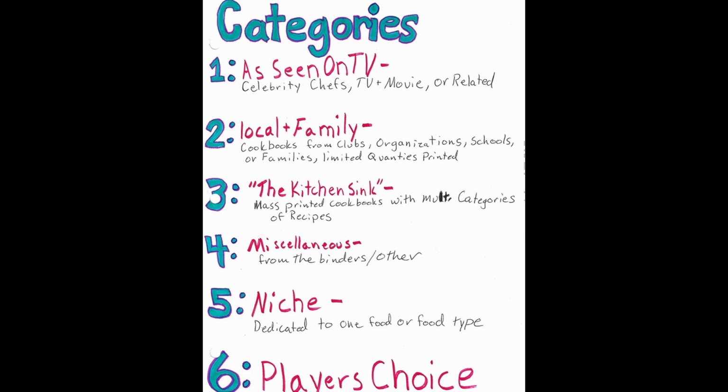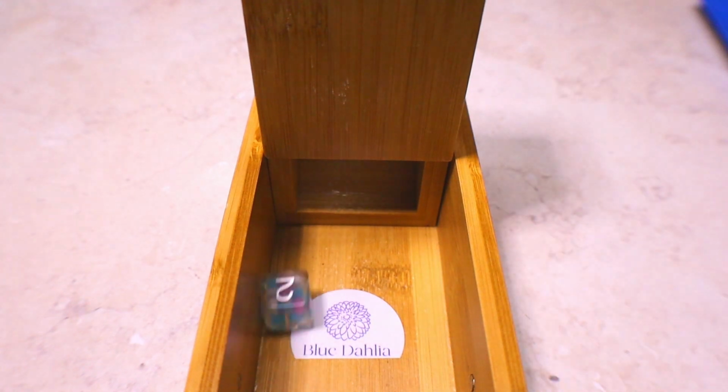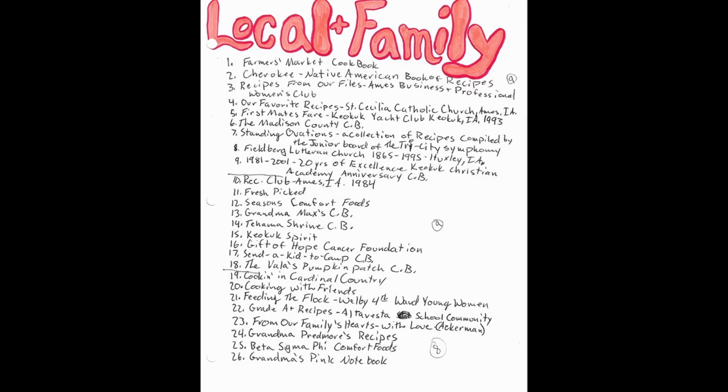You then need to roll a 6-sided dice to choose the category. For this roll, I got a 2, so our category is local and family. The local and family list is broken down into 3 sections, so I need to roll for which section I'll be selecting a cookbook out of.